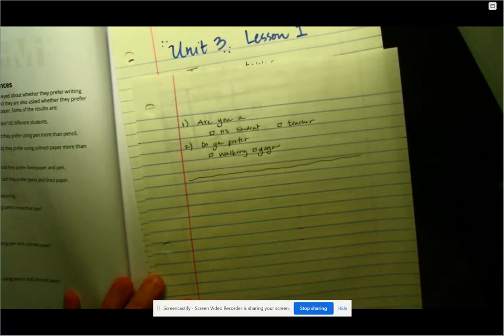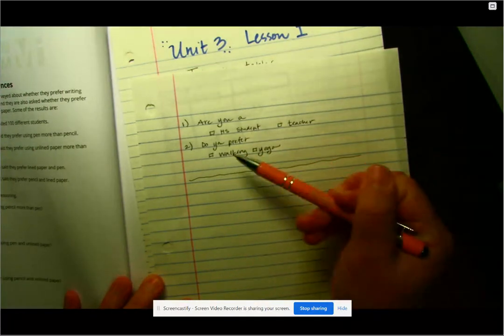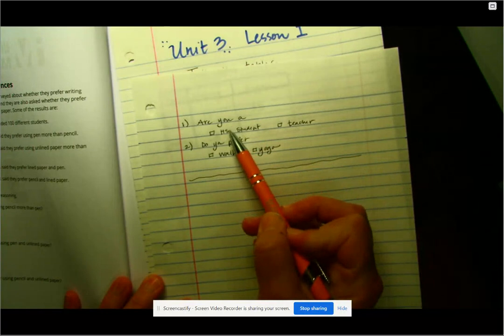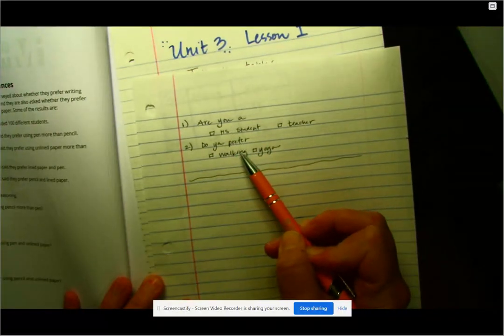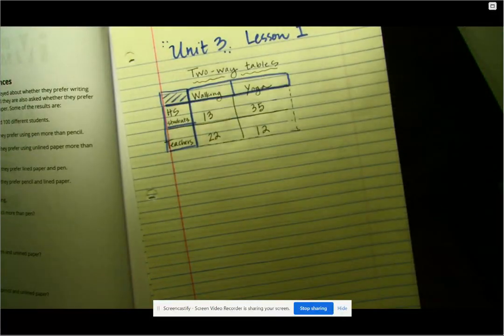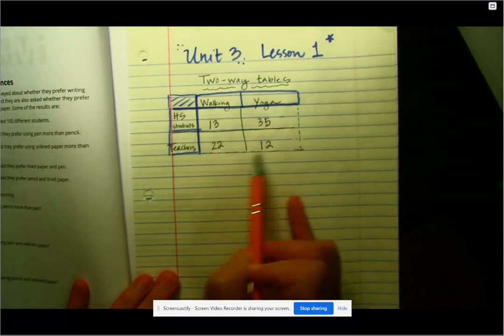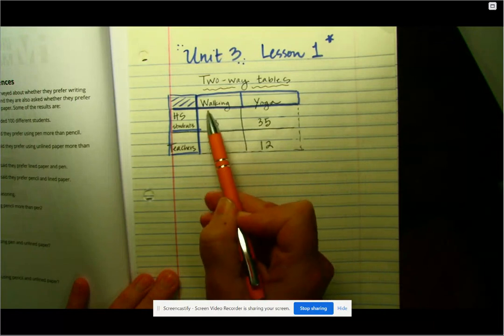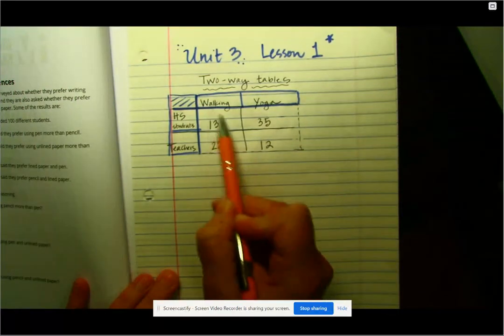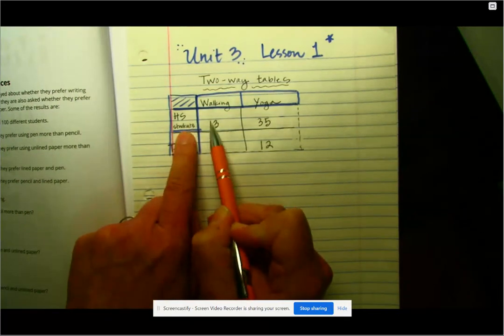So yes, you would be restricted. You have to choose one and only one, right? And it would be understood that you're only interviewing high school students or teachers, and that they have to just choose a preference, right? Walking or yoga. So I just made up some fake data here. So how you read this would be, say, the results from the survey. Any number that gets tabulated here would be the people that said they are high school students and prefer walking.